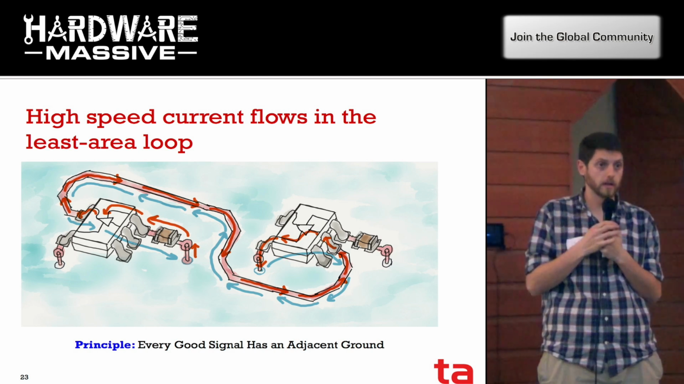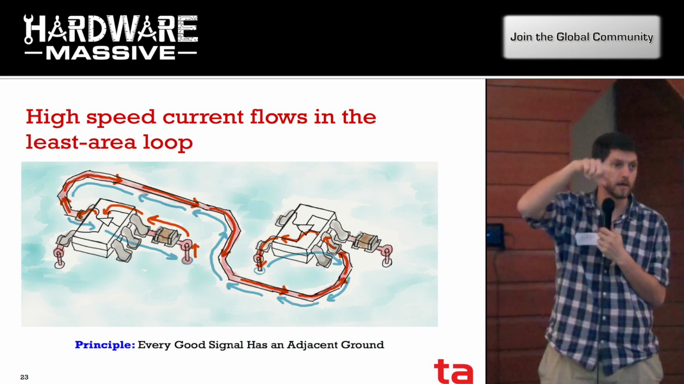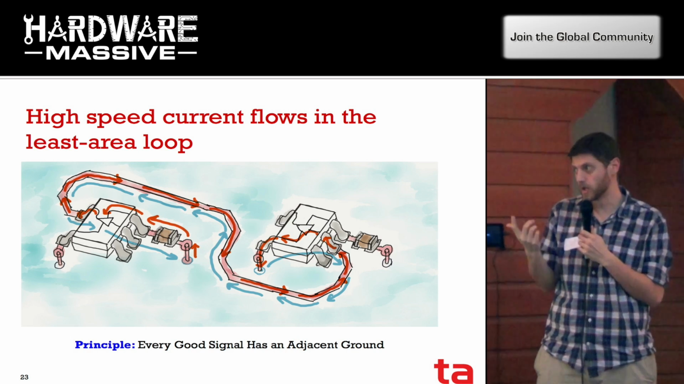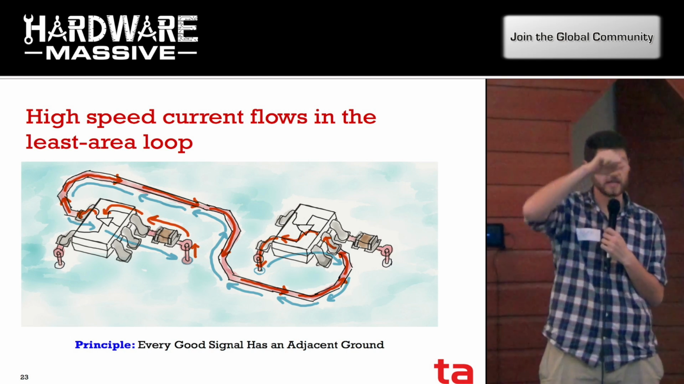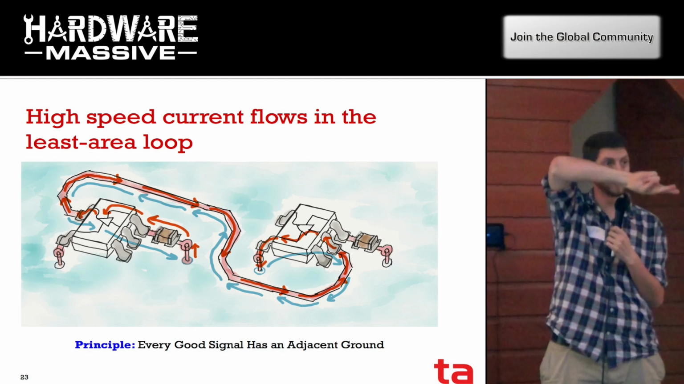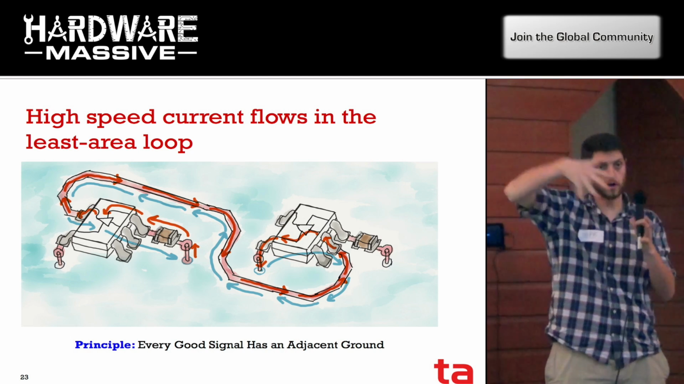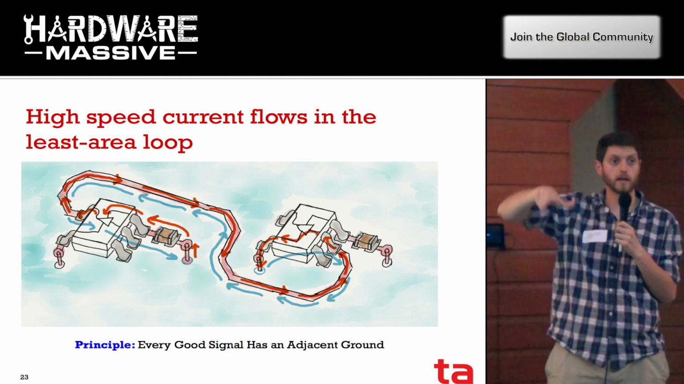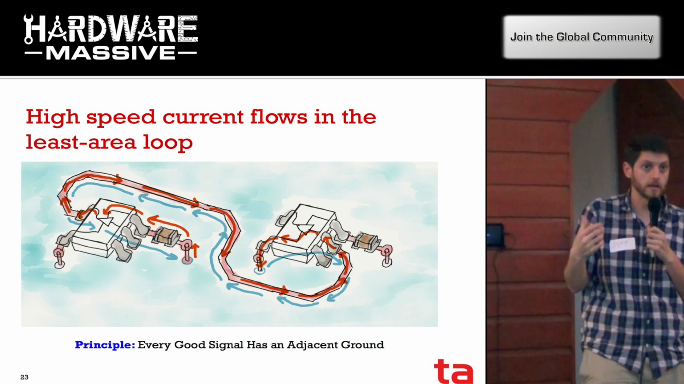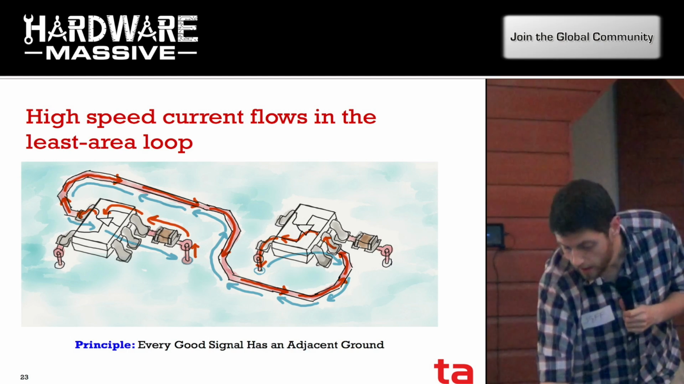A really quick principle to think about here is this notion that currents are going to flow in a way that minimizes the area for them to travel. An implication of this is that every time you have a signal, you want a ground that's close to it. If there's a big space between the signal and the ground, you're creating all this electromagnetic interference and setting yourself up for trouble.